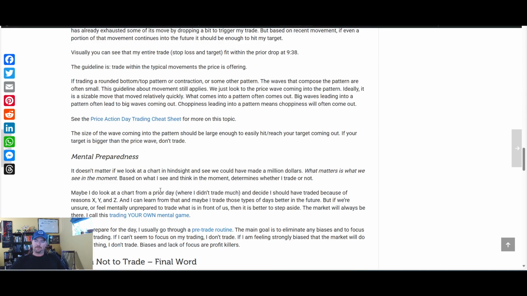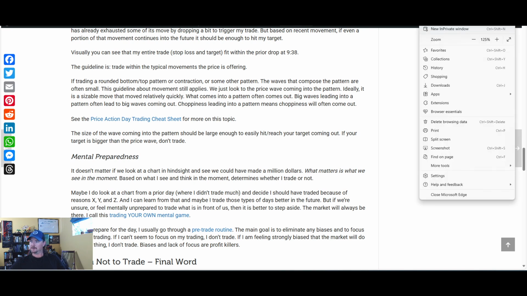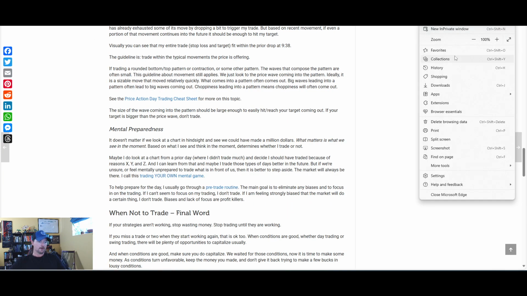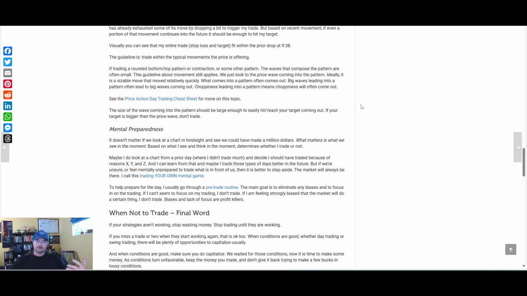One thing about mental preparedness, so I'm always looking at my own psychology because it's important. So as one final guideline for when not to trade, even if a trade setup comes along and I think it's good, but my mind is just not in the right place, like I feel like I just don't think I can execute this trade, then I won't.